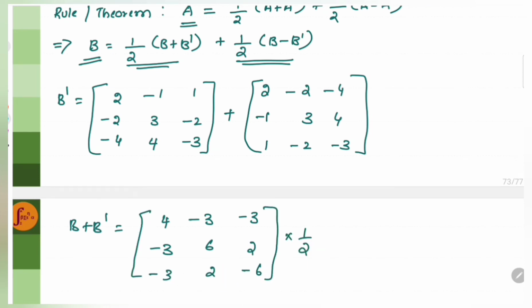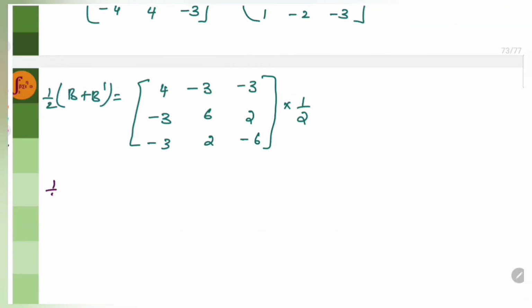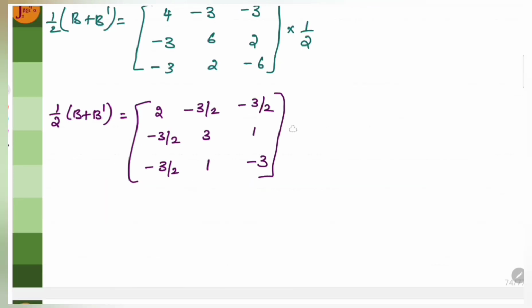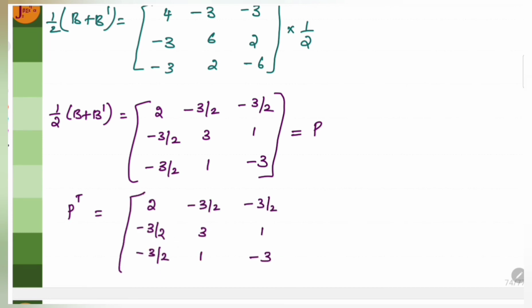Now I have to multiply with half. So I'll get half into (B plus B transpose) is equal to half into this. That is 2, minus 3 by 2, minus 3 by 2, minus 3 by 2, 3, 1, minus 3 by 2, 1 and minus 3. Let me call this matrix P to make it simpler. Now I'll take the transpose of matrix P. I'll get the same matrix actually. So even after taking transpose, I got the same matrix, right? That means P transpose is equal to P. Both of these are same. So now, since P is equal to P transpose, this is a symmetric matrix.